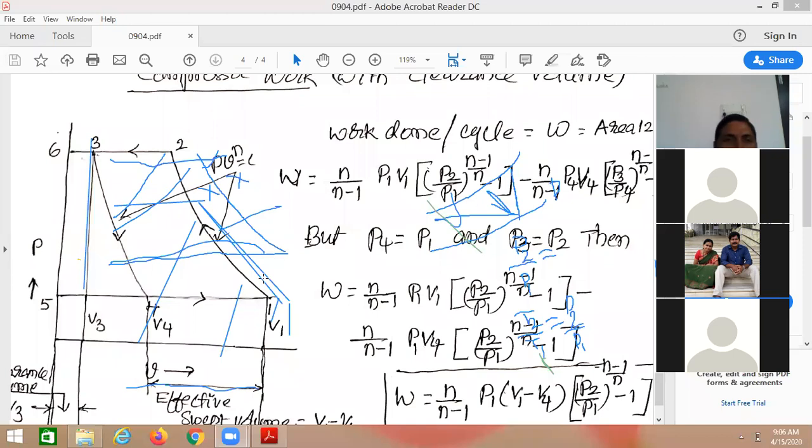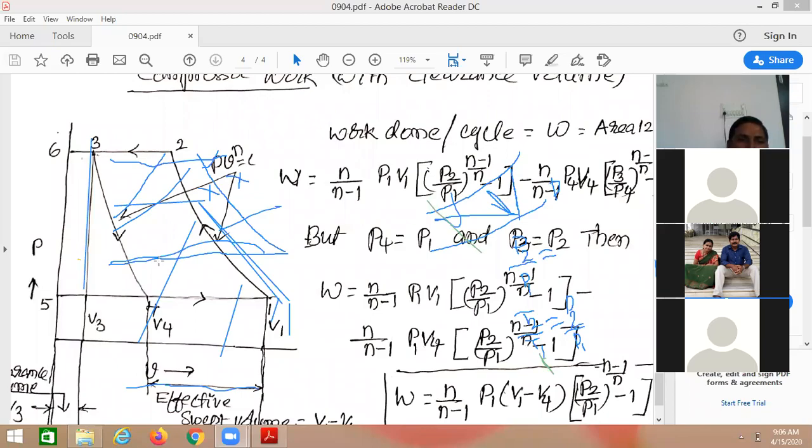Is it clear? So from the 1, 2, 6, 5, 1 cycle, subtracting the area occupied by 4, 3, 6, 5, 4, I can get the area occupied by this cycle. The actual cycle is connecting 1, 2, 3, 4. So that is what I have done here.